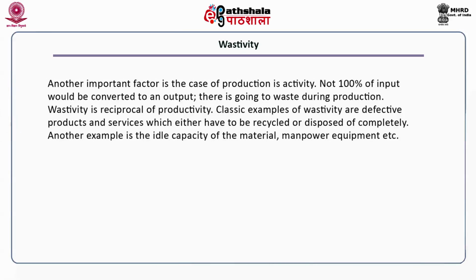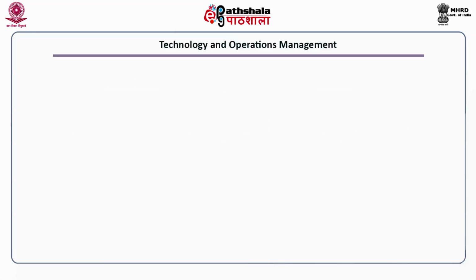Wastivity. Another important factor in the case of production is wastivity. Not 100% of the input would be converted into an output. There is going to be waste during the production. Wastivity is the reciprocal of productivity. The classic examples of wastivity are defective products and services which have to be recycled or disposed of completely. Another example is idle capacity of the material, manpower, equipment, etc.